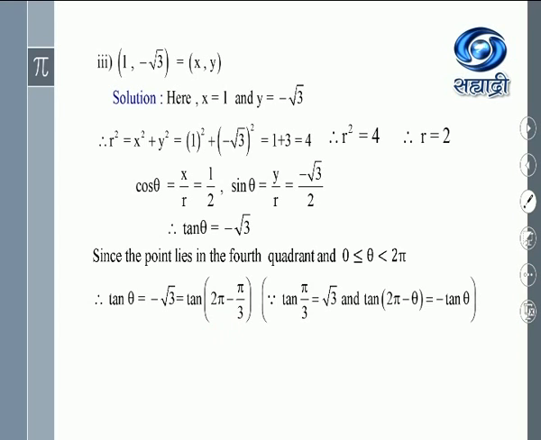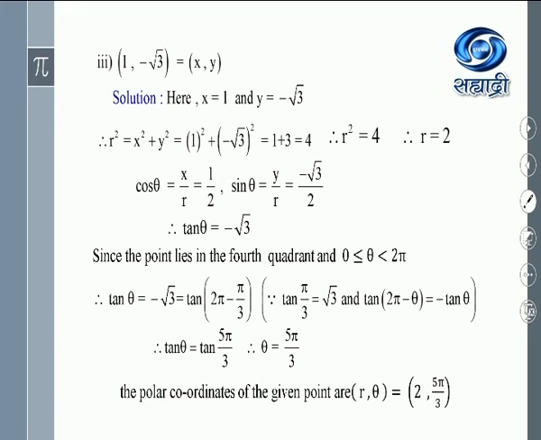We can write this as tan(2π − π/3), because tan(π/3) is root 3. You know, tan 60 degrees is equal to root 3. And for the negative angle, we are in the fourth quadrant. Clear? Now the actual angle is what? 2π − π/3 is 6π/3 − π/3, which is 5π/3. So thus we got tan θ equal to tan(5π/3), and therefore θ is equal to 5π/3.